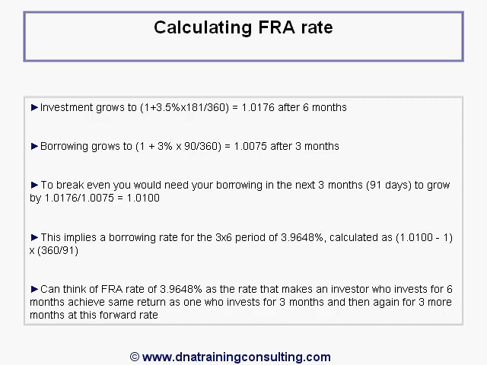One good way of thinking about the forward rate of 3.9648% is that it is the rate that would make an investor who invests for 6 months achieve exactly the same return as one who invests for 3 months and then again for 3 months at this implied forward rate. This follows from the algebra we used to derive the forward rates.